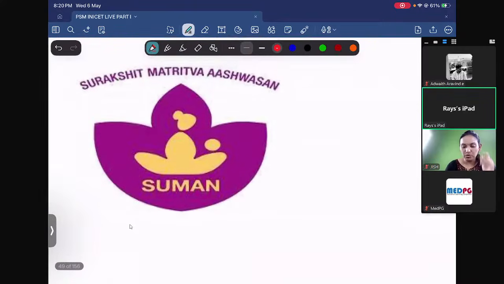Now you have Suman. What is Suman? Suman stands for Surakshita Matrata Ashwasan. This logo has a kind of lotus, and you see a mother and a baby, and the word Suman. So Suman is Surakshit Matrata Ashwasan.